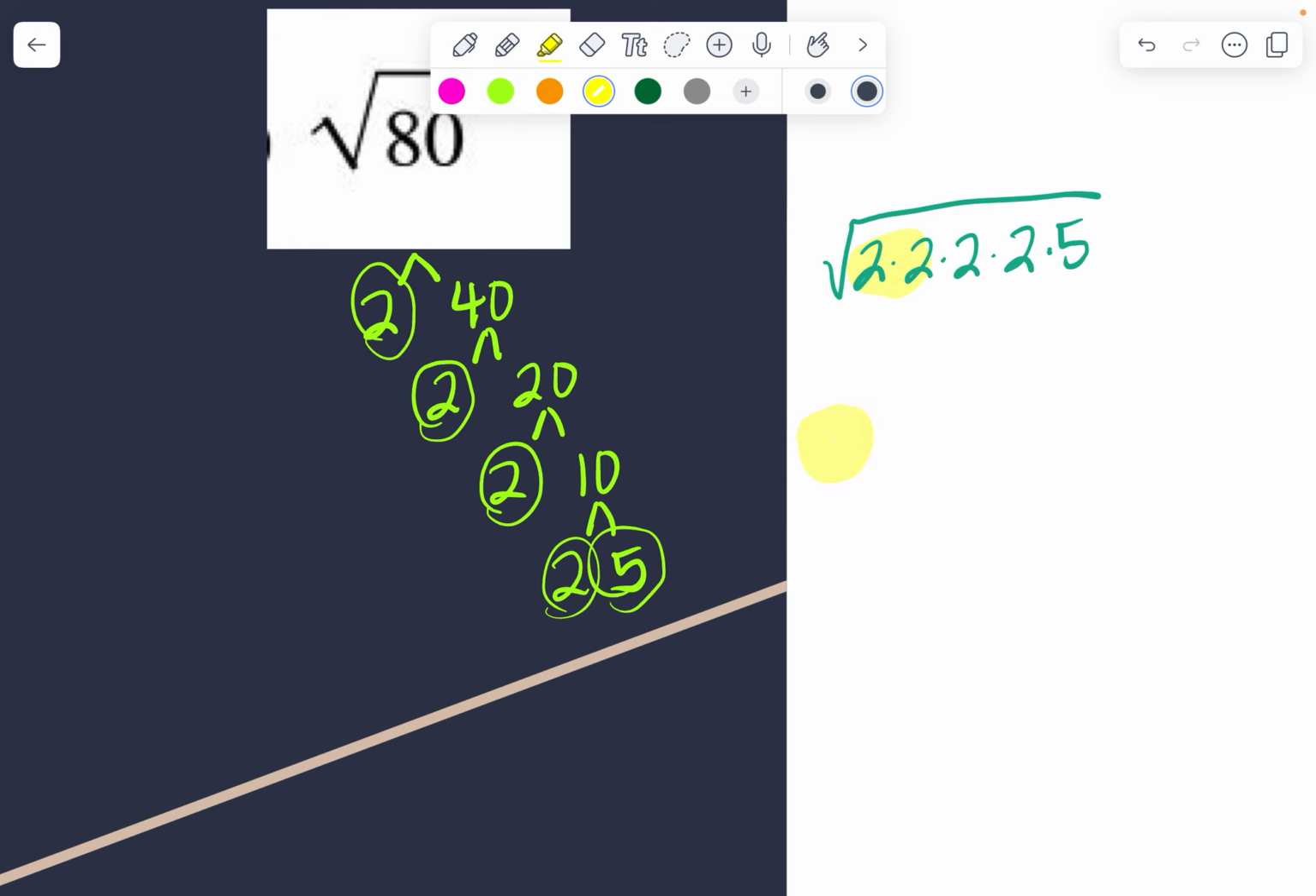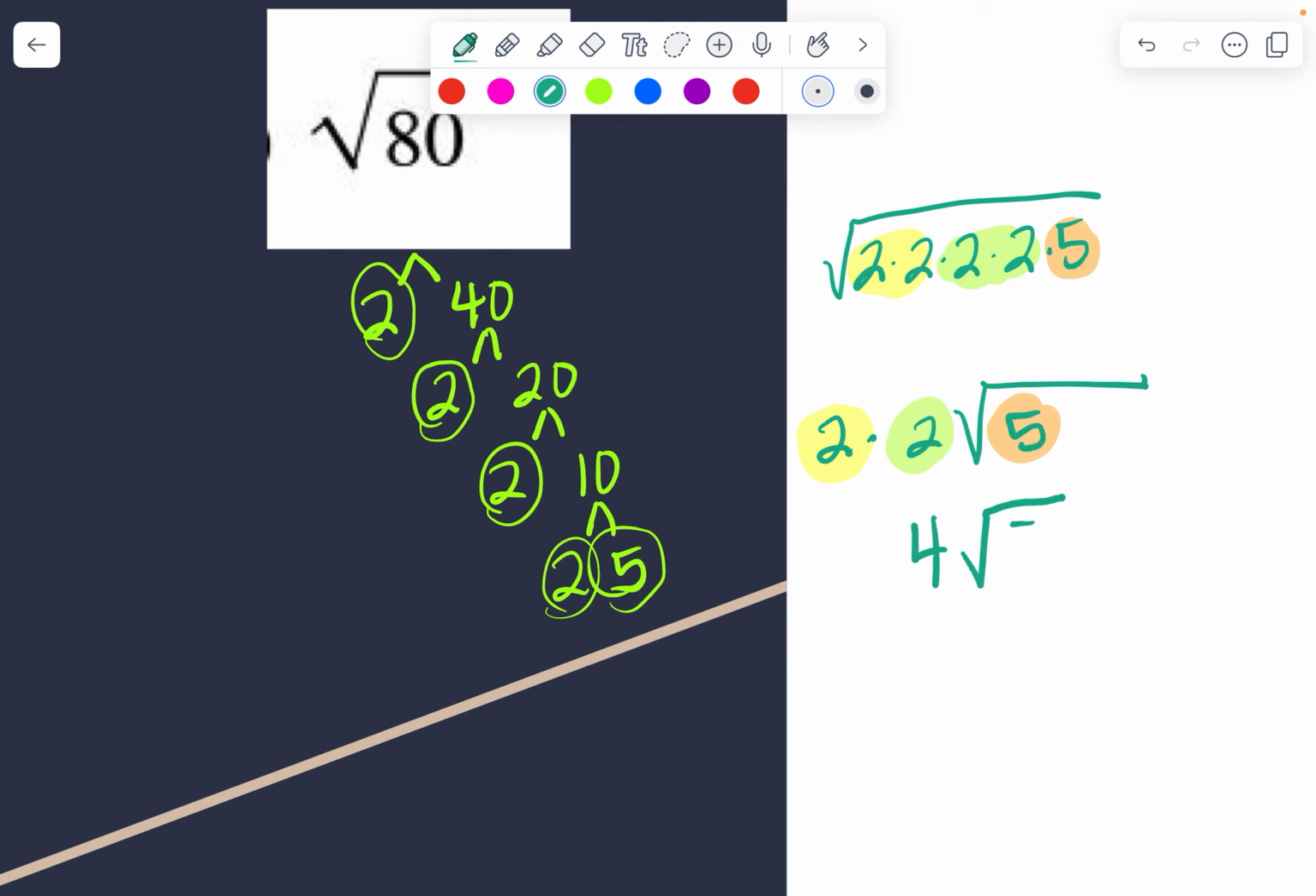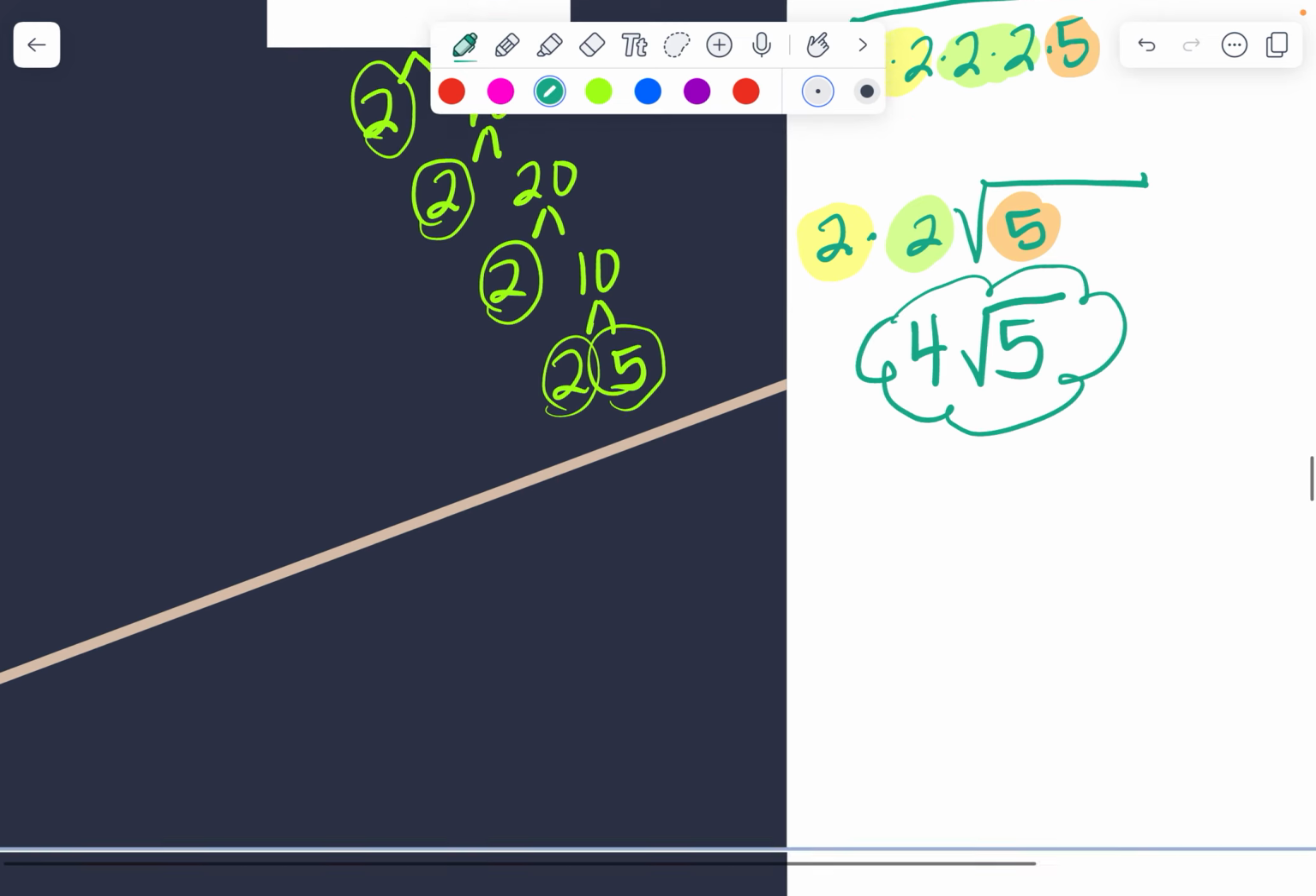There's one pair of 2's that can come out, a second pair of 2's that can come out, and then 5 has to stay in because it doesn't have a pair. So we have a pair of 2's, a pair of 2's, and a 5. And continuing to simplify, 2 times 2 is 4, so 4 times the square root of 5.